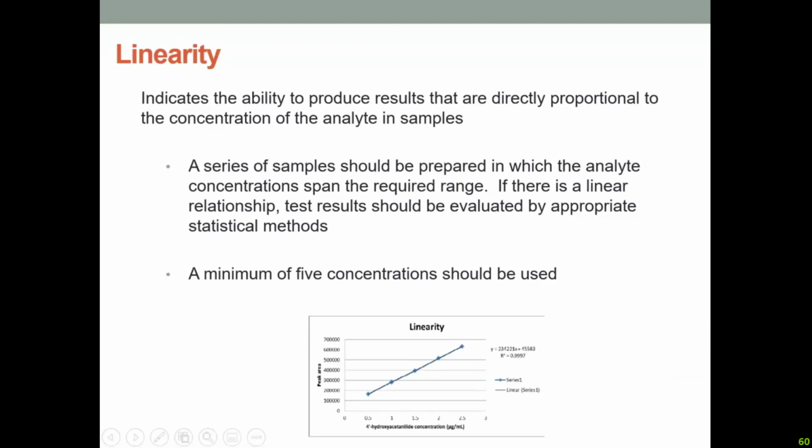Linearity. Linearity indicates the ability to produce results that are directly proportional to the concentration of the analyte in the samples.